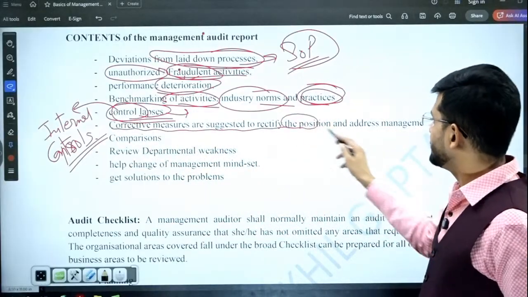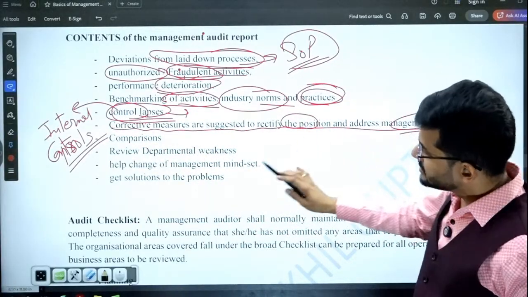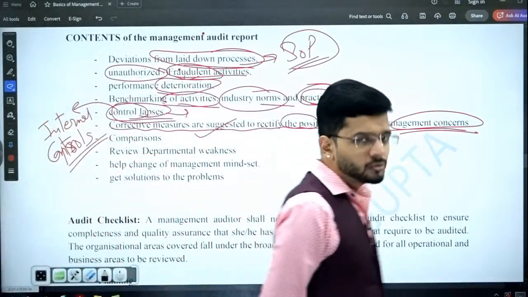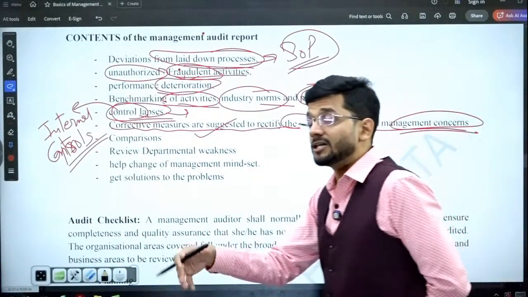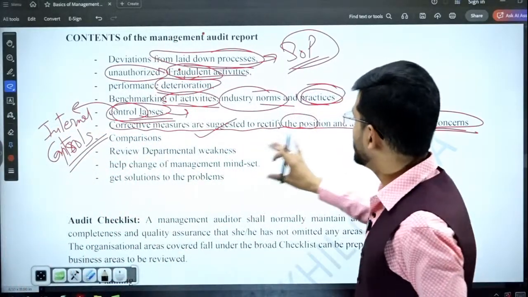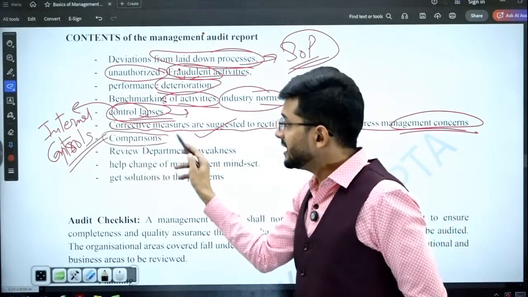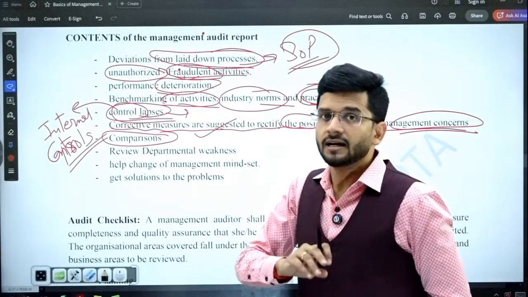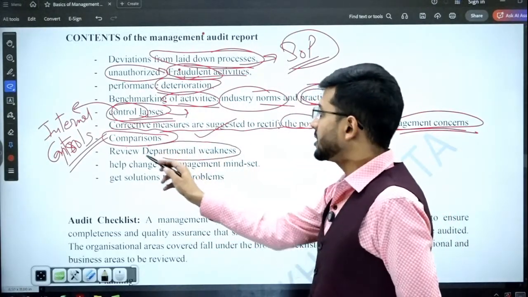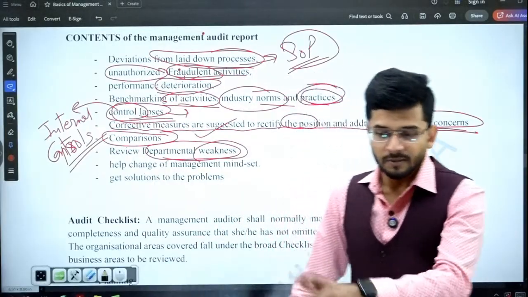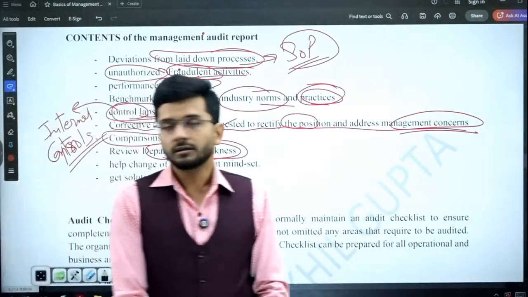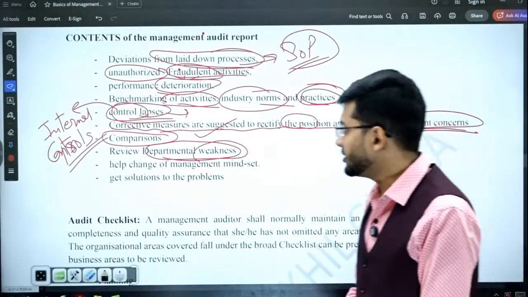Corrective measures are suggested to rectify the position and address the management concerns. You have to suggest some corrective actions, how to improve the management performance, how to improve management decision making. You have to suggest corrective actions for each of the management audit process. Comparisons are an effective way to analyze the deviations and to tell the corrective measures. So comparisons can be done. Review departmental weakness. Whatever weaknesses we have encountered with respect to a particular department can be very well addressed through the management audit report.